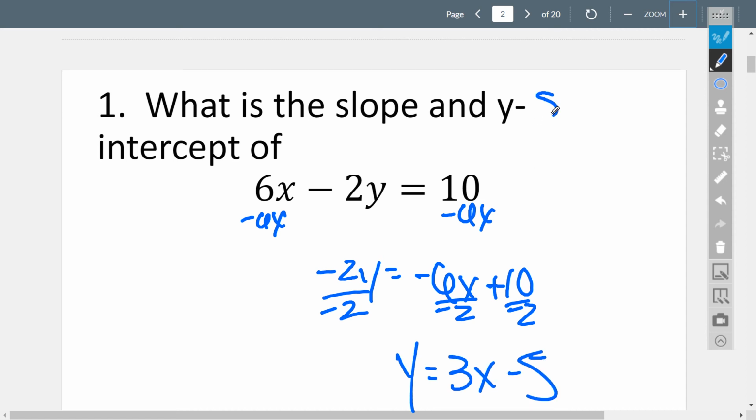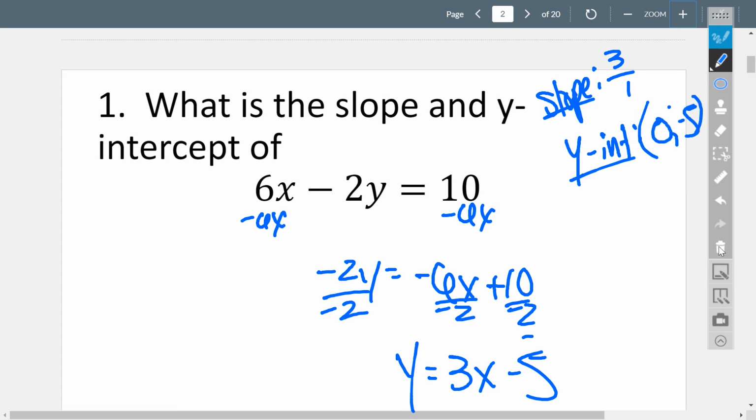So the slope is the coefficient of the x, 3 over 1. The y-intercept is the constant, which is negative 5. So (0, negative 5) would be the y-intercept.